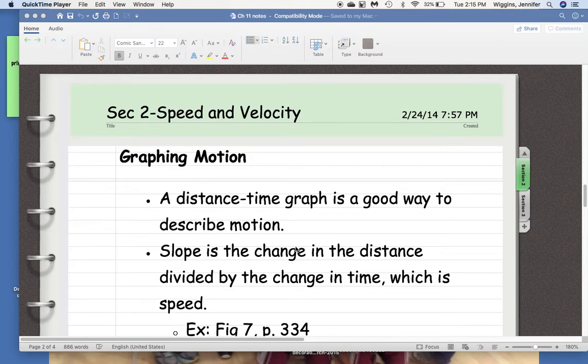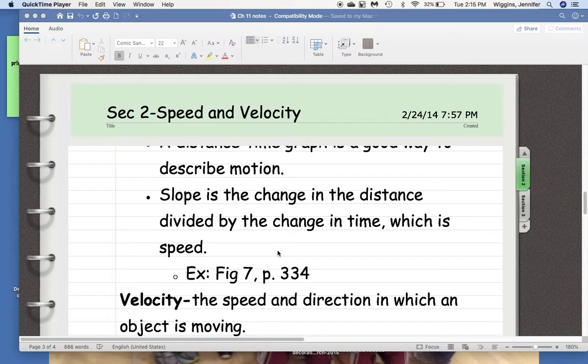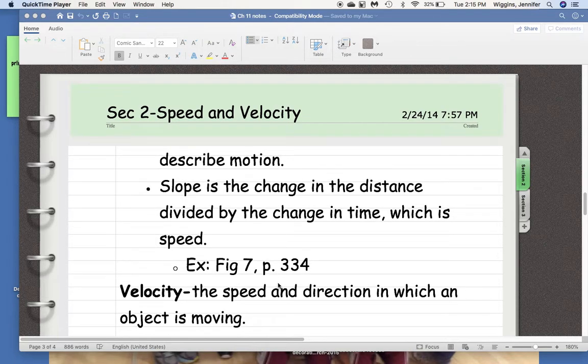All right, so the next one is graphing motion. The distance time graph is a good way to measure motion. The distance time graph is measuring speed, okay? So slope is the change in the distance divided by the time, which is speed. And you need to go look on page 334 and look at the graphs because they will be on your test, okay?